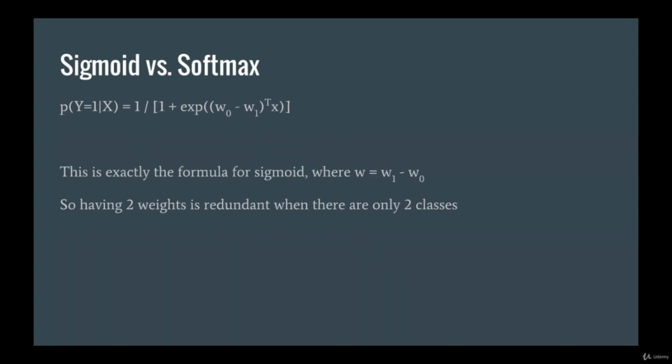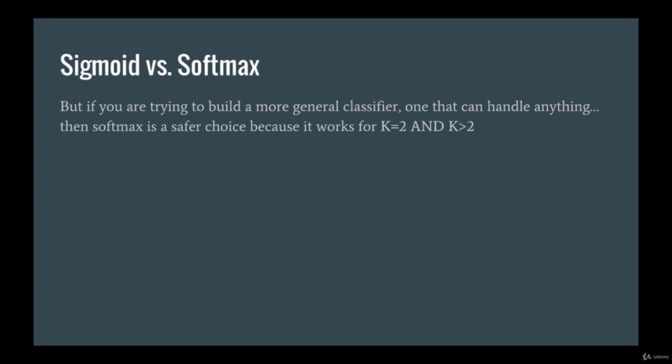Now this is in the same form as the sigmoid, so what does this mean? It means that having two weights is actually redundant when there are only two classes. From a software design perspective, it's safer to just always use Softmax, since it can handle not only the sigmoid case where k equals 2, but any value of k.